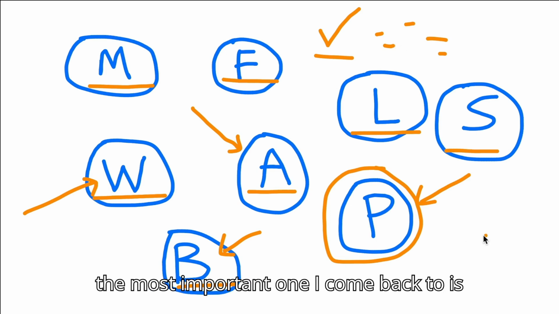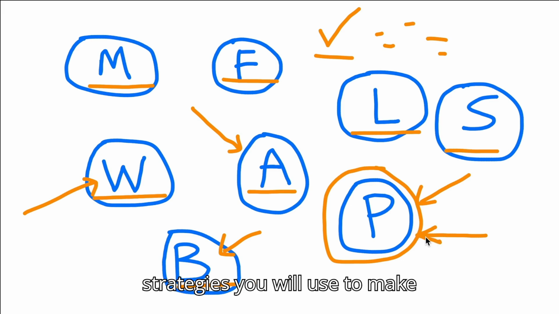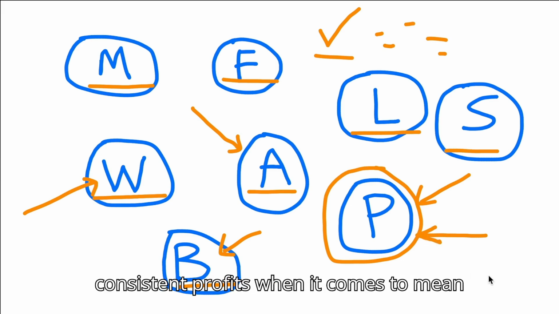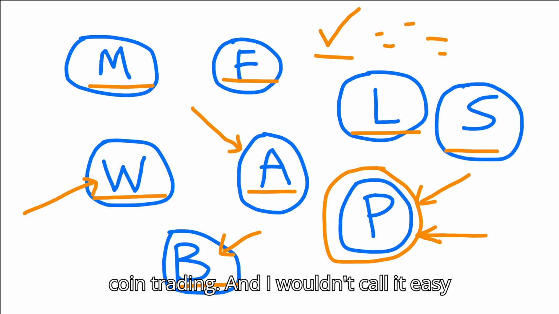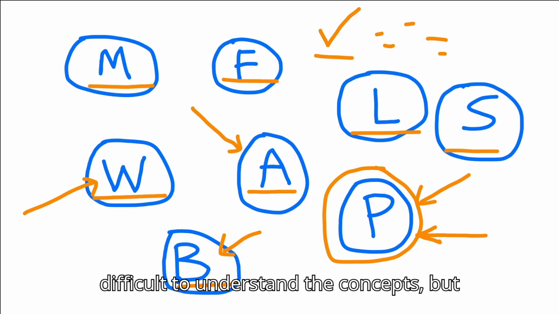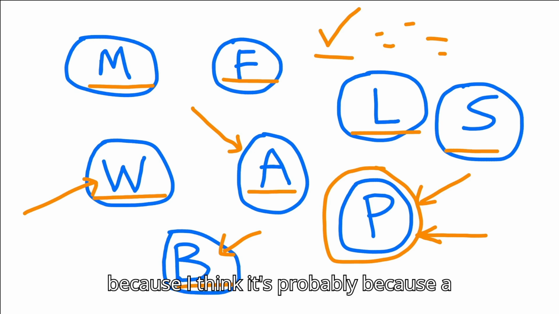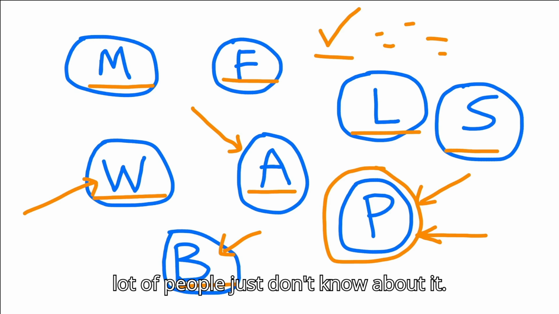But the most important one I come back to is the playbook. These are literally the strategies you will use to make consistent profits when it comes to meme coin trading. And I wouldn't call it easy or anything. There's a lot to learn. It is difficult to understand the concepts, but honestly, once you get it, it actually kind of isn't that hard, believe it or not, because I think a lot of people just don't know about it.